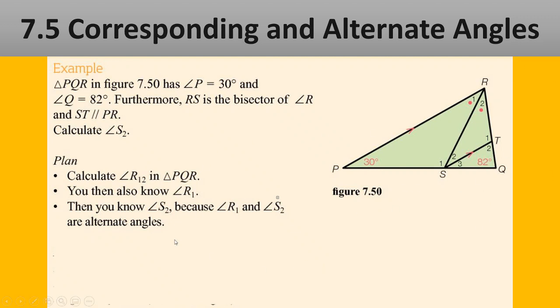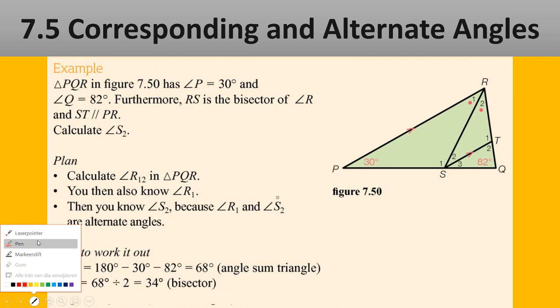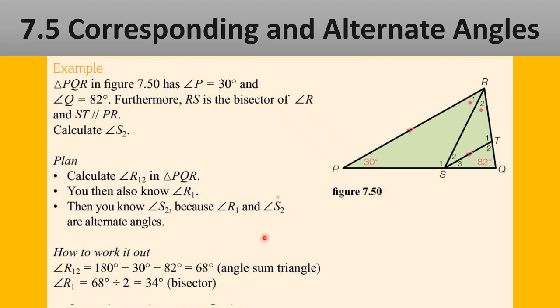If you do not find this plan in one go, then try to do it in steps. Oh, I can calculate this, then maybe I should. Sometimes not the quickest way, but at least it gets you somewhere. So here, I say angle R12 is going to be 68 degrees. Right, let's also go back to the laser pointer. 68 degrees because of the angle sum in PQR. And angle R1 is going to be half of that, because this is the bisector, they give us that.